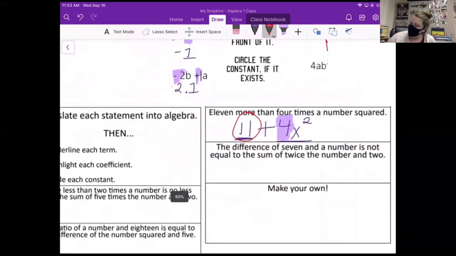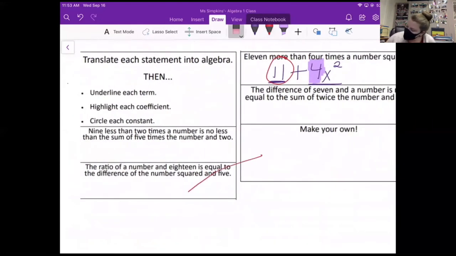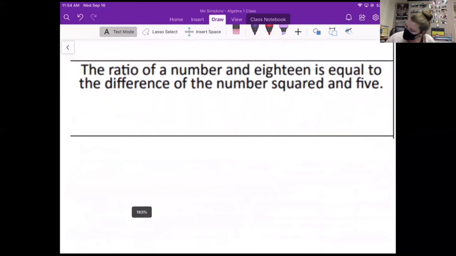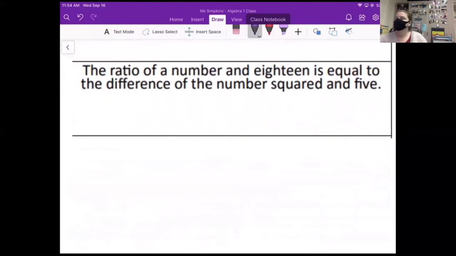All right, we're gonna look at one more. And we're gonna look at the one that starts with the ratio of. So find that one on your screen. The ratio of a number and 18. Okay, let's talk about this word ratio. Well, let's talk about division in general.